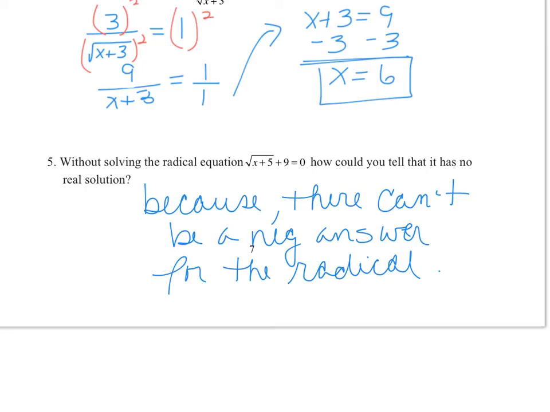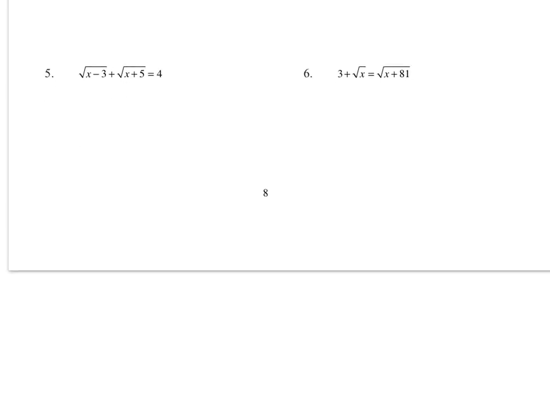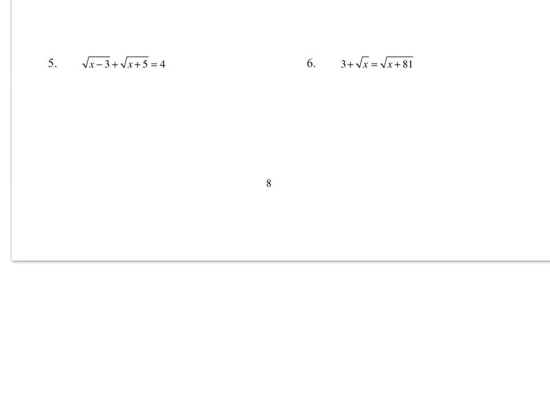All right, with that being said, let's go to the next page, please. On this next page, I want to take a look at number 5. So we're going to start Unit 3-5 notes just a little earlier. Let's take a look at number 5. We're solving radical equations again, but this is a little bit more difficult. In number 5, I have 2 radicals on the left separated by an addition sign.